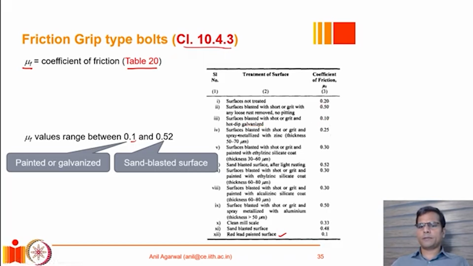However, if the surface is sandblasted, and sandblasted followed by some rusting, in such situations we can see that friction coefficients of up to 0.52 can be taken, which will basically be a very rough surface, and that will increase the slip resistance. So these coefficients can be taken from this table.